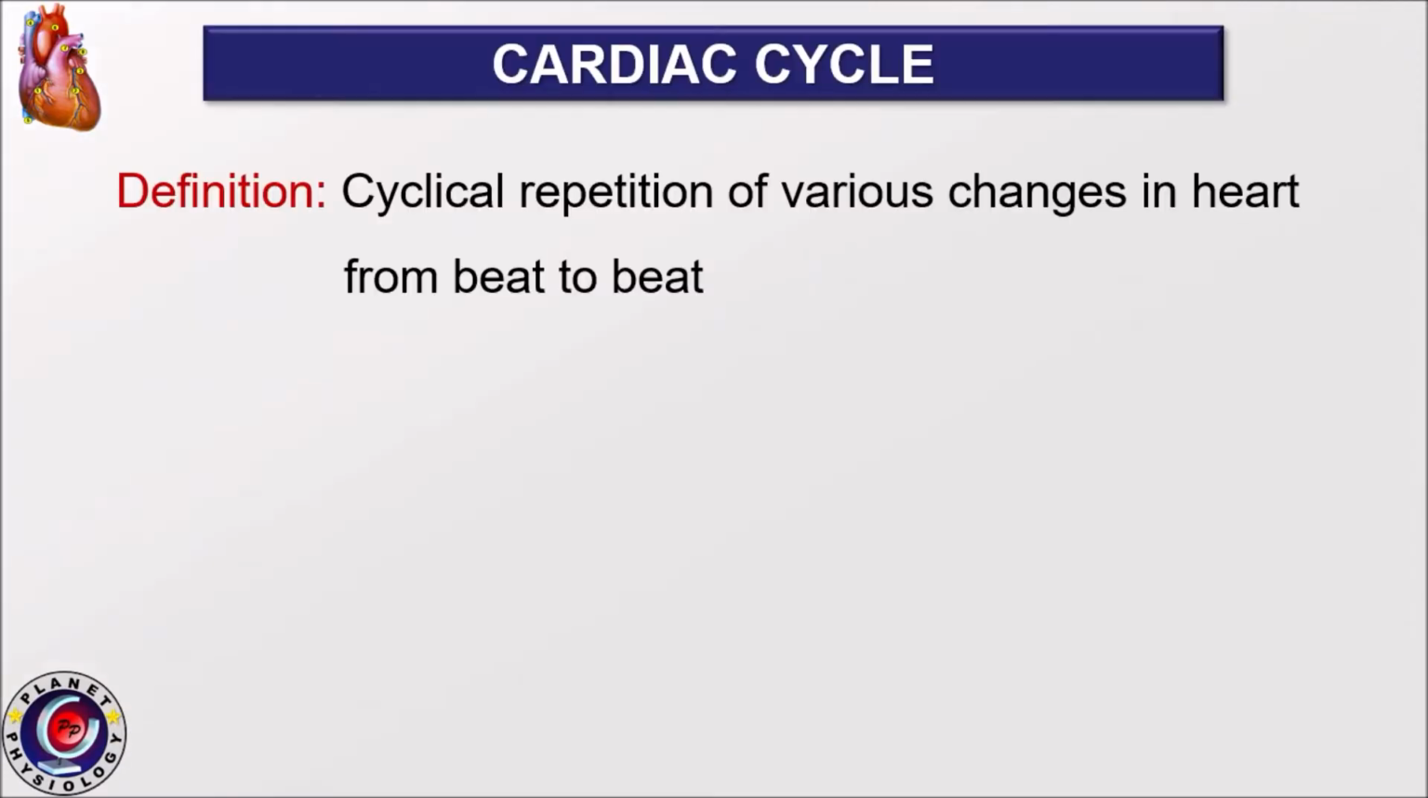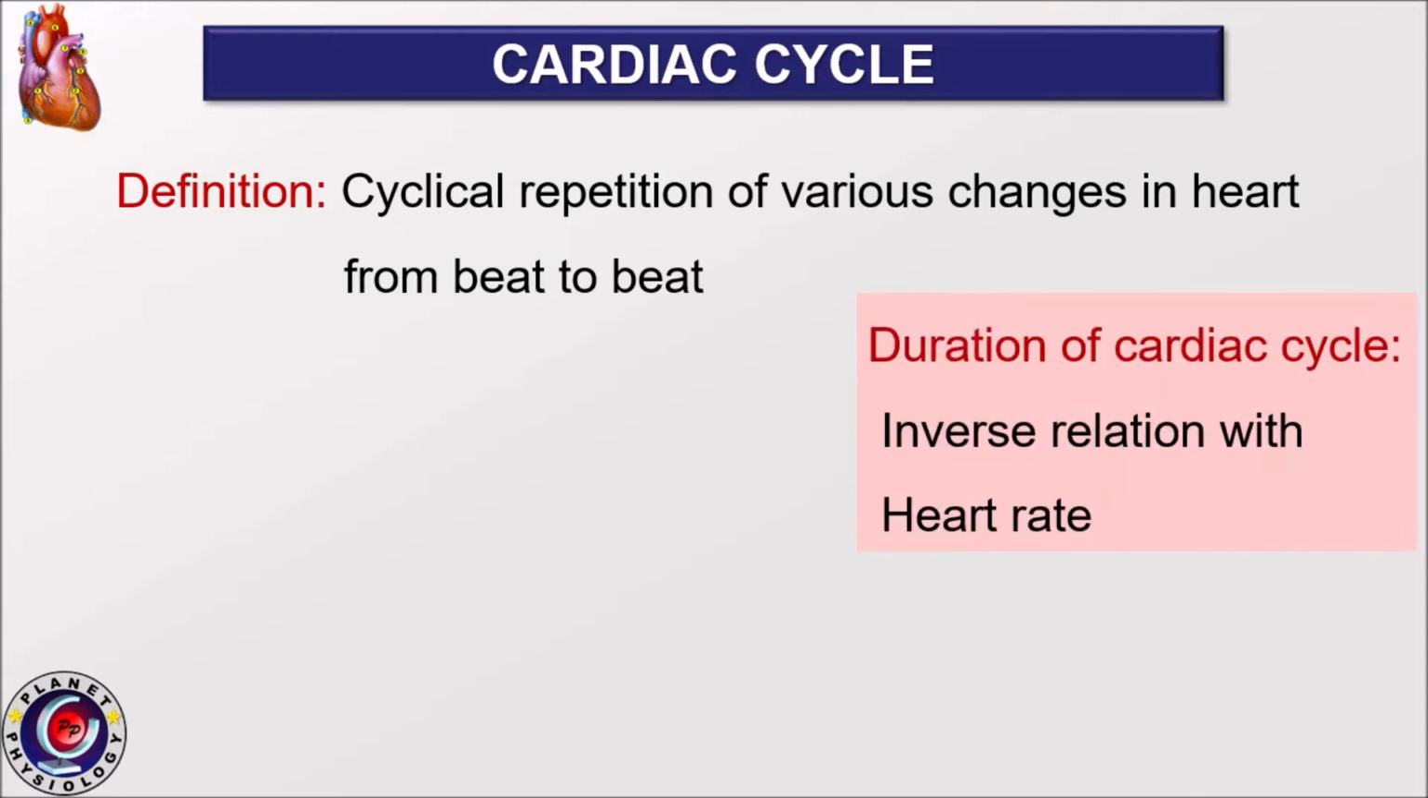Now, what is this cardiac cycle? Cardiac cycle is defined as cyclical repetition of various changes in the heart taking place from beat to beat. These cyclical changes will be repeated with every heartbeat. Now, how much is the duration of cardiac cycle? Duration of cardiac cycle has inverse relation with heart rate.